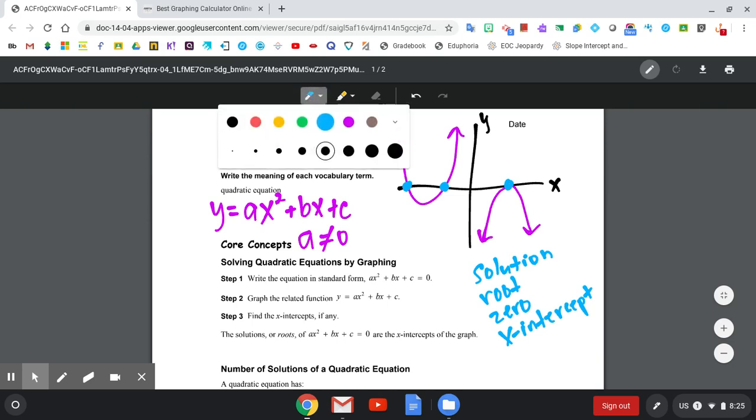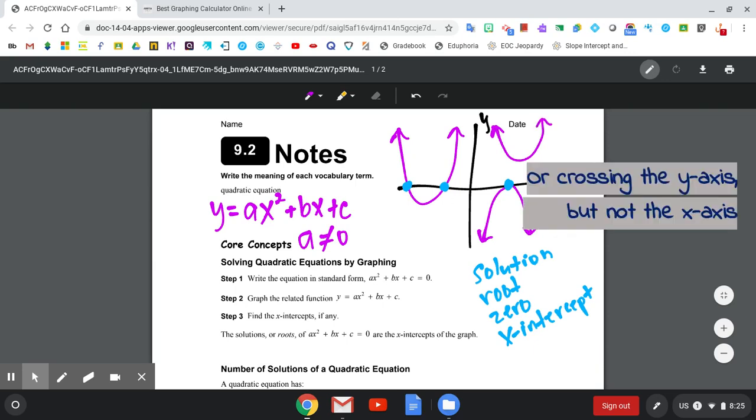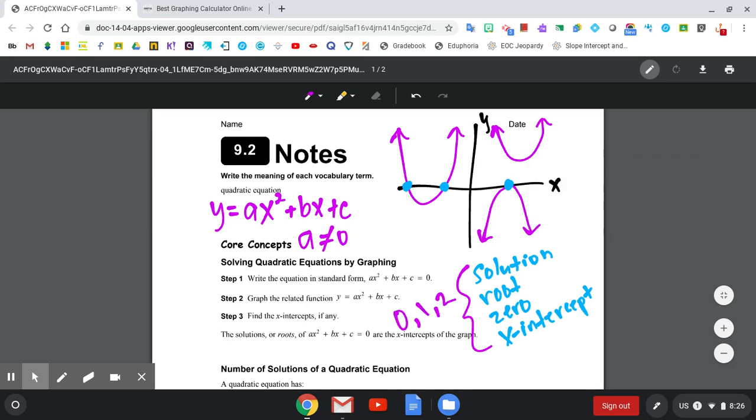There's actually one more option. You could have a parabola that just is in one of the 4 quadrants. It's not touching or crossing through the x-axis, so it wouldn't have any solutions. So we need to remember that you could have 0 solutions, 1 solution, or 2 solutions for any quadratic that you're graphing.